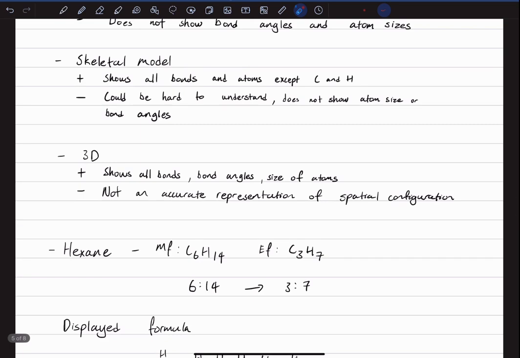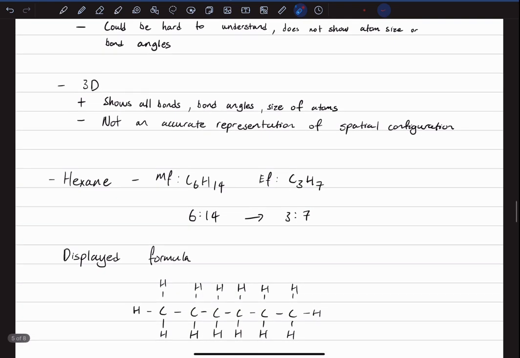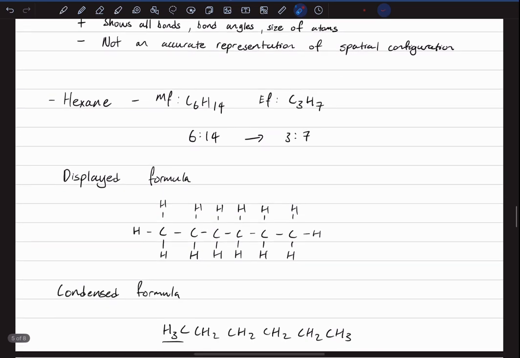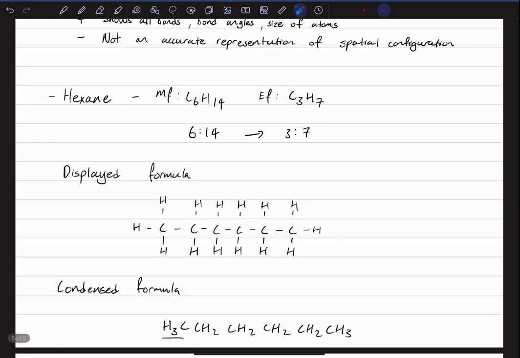In 3D models, all bonds are shown, bond angles are also shown, and the size of atoms is also shown. However, they are not an accurate representation of spatial configuration. To show these different types of presentations, we have 3 examples. Firstly, hexane. With a molecular formula of C6H14, there is a ratio of 6:14 within the atoms. The simplest whole number ratio would be 3:7. Therefore, we have an empirical formula of C3H7.